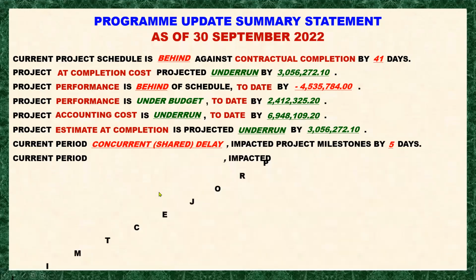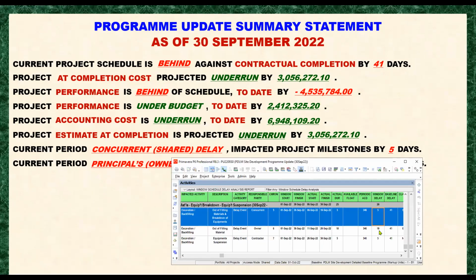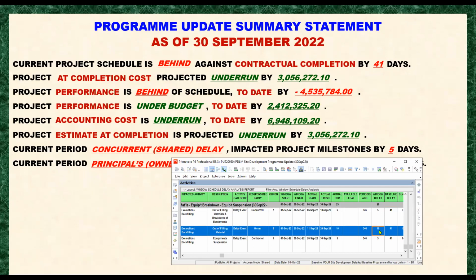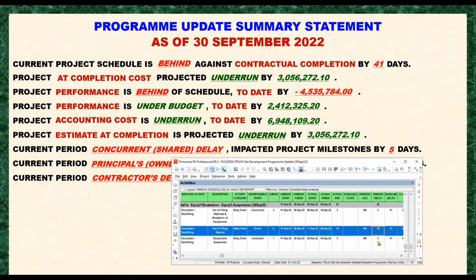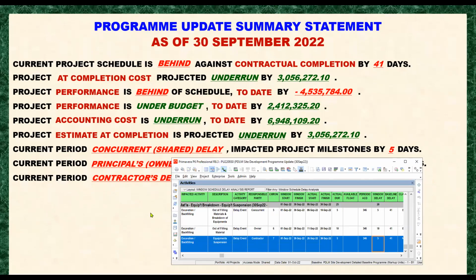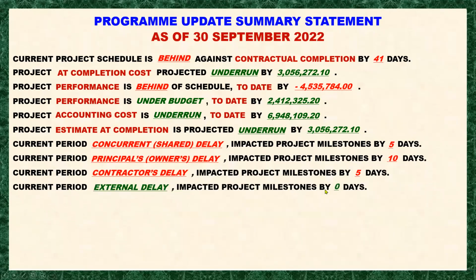Okay, let's move forward. And we have here the current period principal's or owner's delay impacted milestones by 10 days. So if you look here, this one, this is the 10 days window delay. Okay, next. Current period contractor delay impacted project milestones by 5 days. So if you look at our Primavera here, that is the 5 days. Now the current period external delay. There is no external delay, so that is why it is 0.